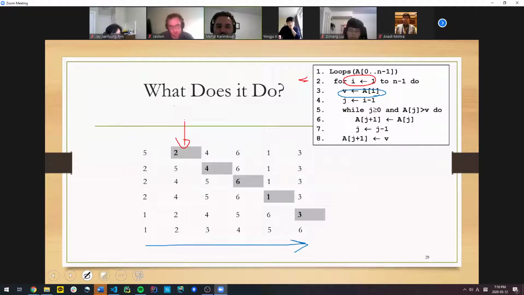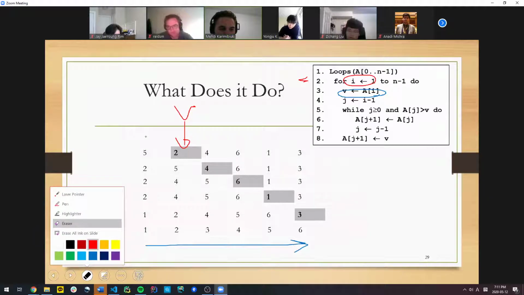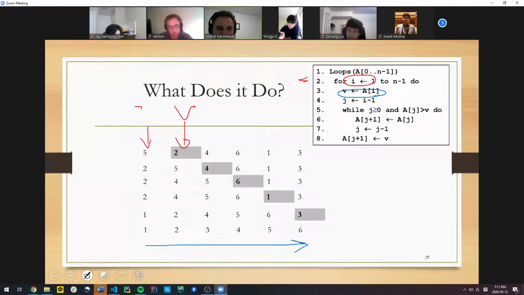So we give 2 to V, and then we index J to be I minus 1. So J starts from here. This is the J index, and it starts from 0. Now I walk into line number 5.